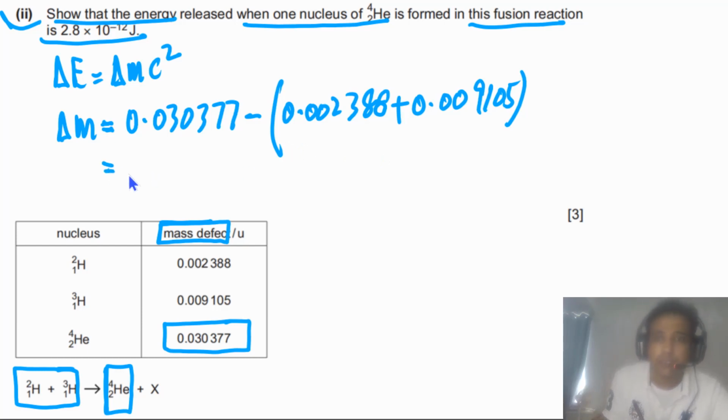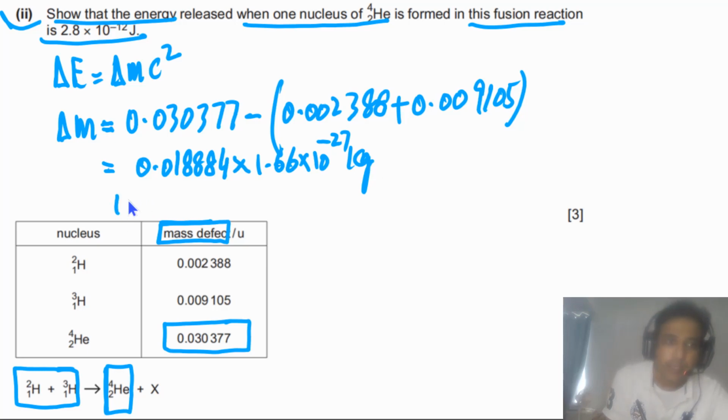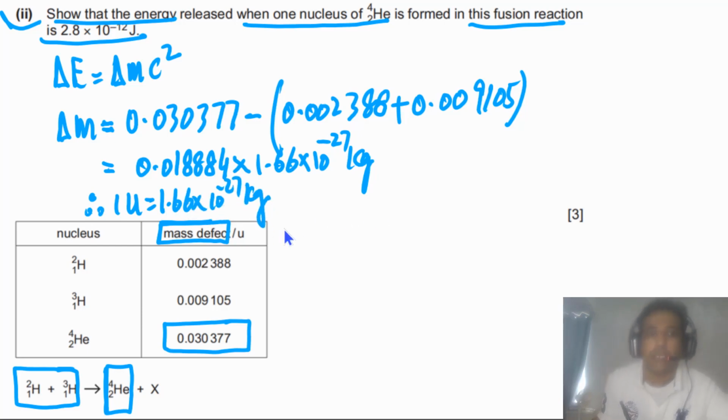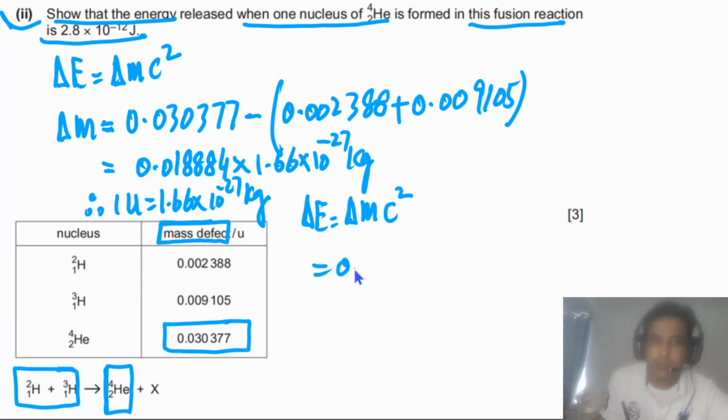So if we solve this one, we will get 0.018884. This is in U. So we can convert this one into kgs by simply multiplying with 1.66 times 10 to minus 27 kgs, because 1 U is equal to 1.66 times 10 to minus 27 kgs. Now we need to calculate delta E. Delta E is equal to delta M times C square. So we have the value of delta M, that is equal to 0.018884 multiplied by 1.66 times 10 to minus 27.